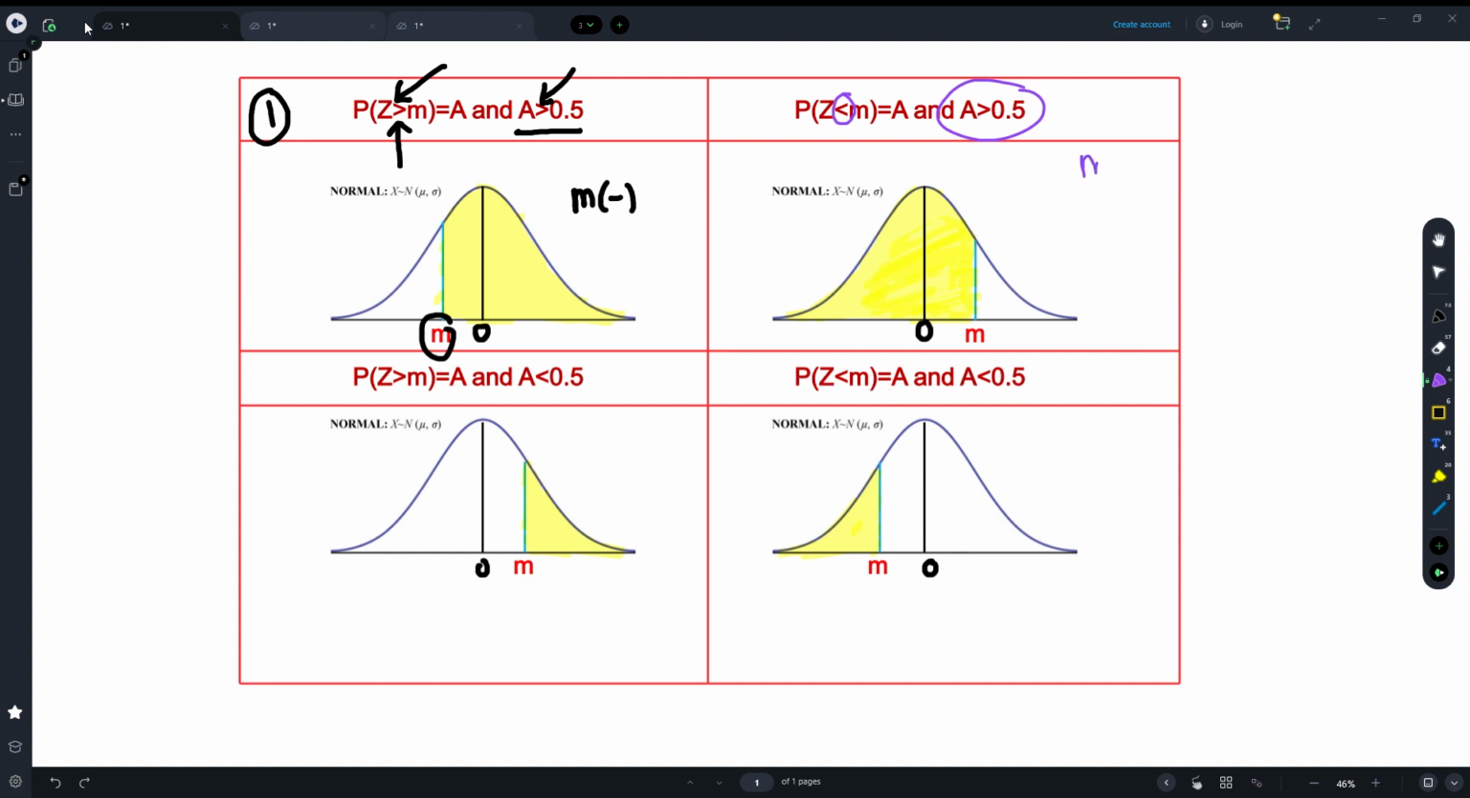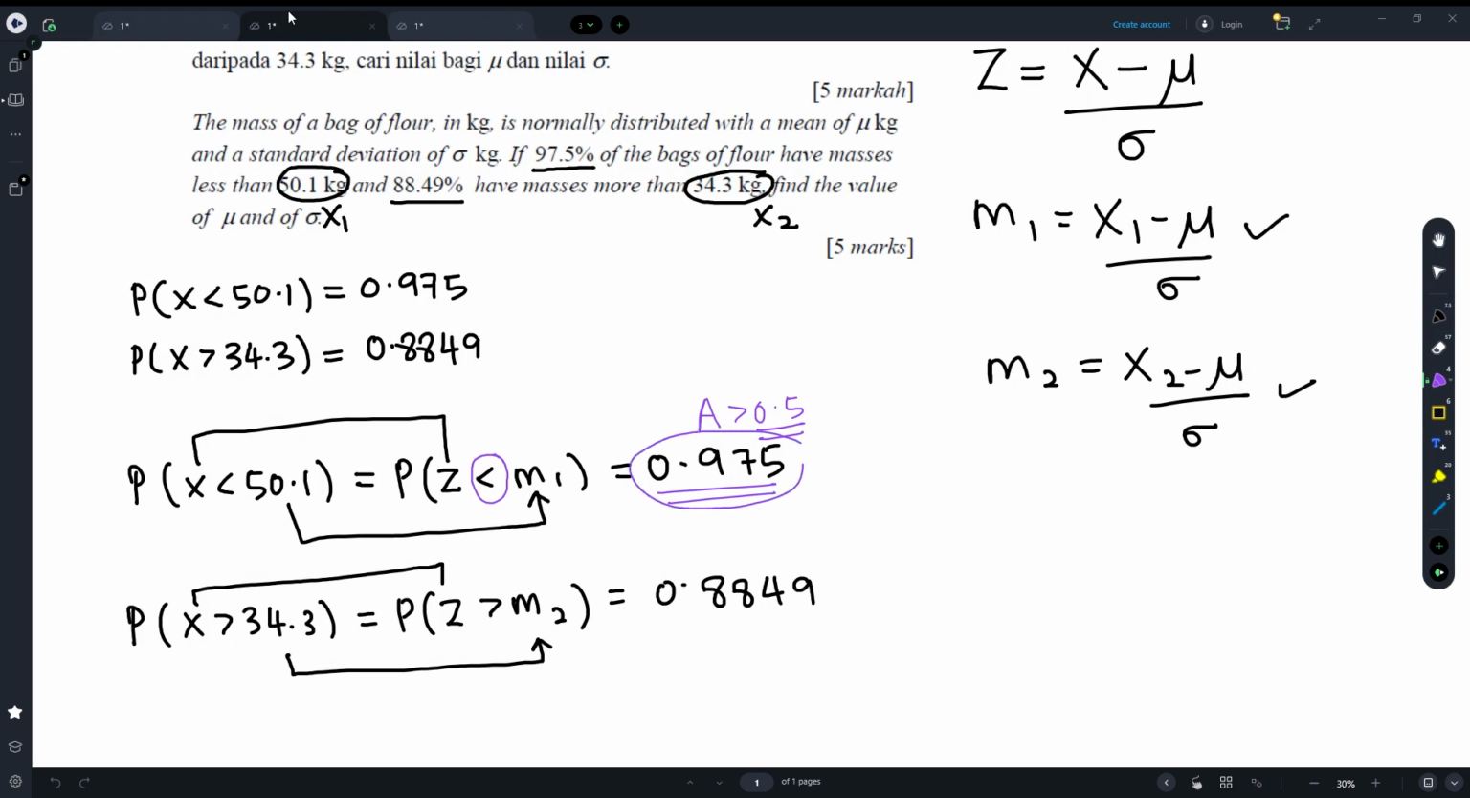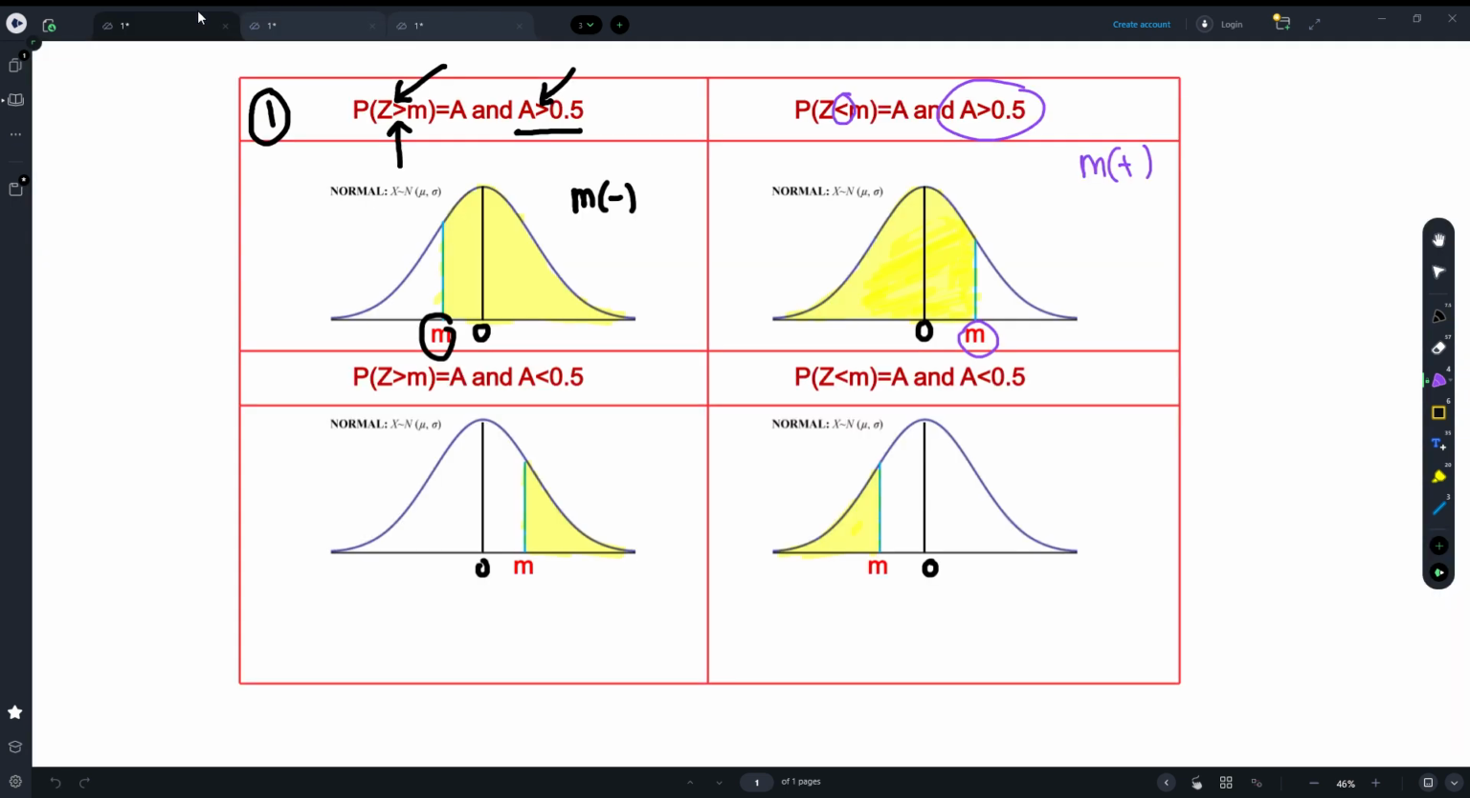In this case, your M must be positive because your M is on the right hand side. As you can see from this information, the area is 0.975. As I represent here, the yellow area is 0.975. So automatically the unshaded area, which I'm shading with the purple color right now, will be 0.025. How do I get this value? The entire area under the graph is 1, so I did 1 minus 0.975, and I get 0.025.